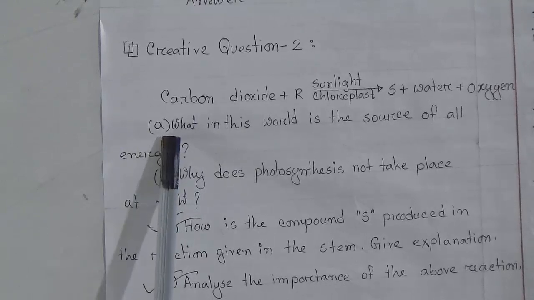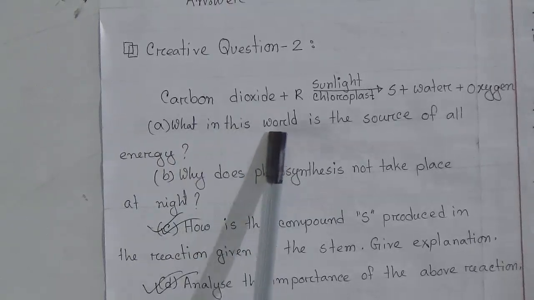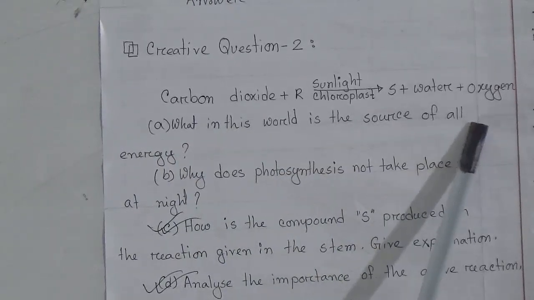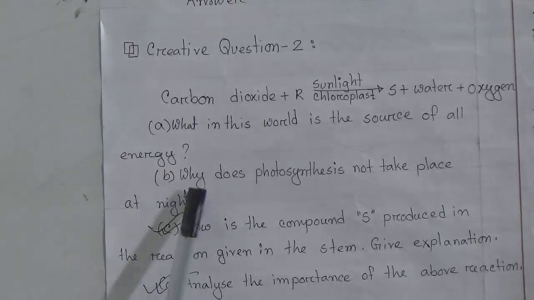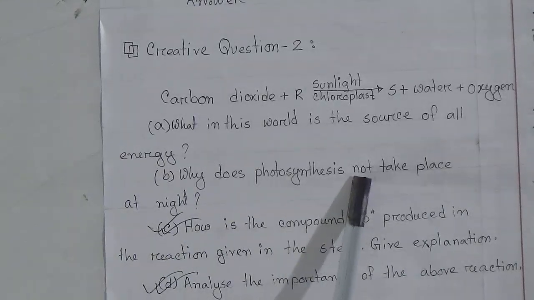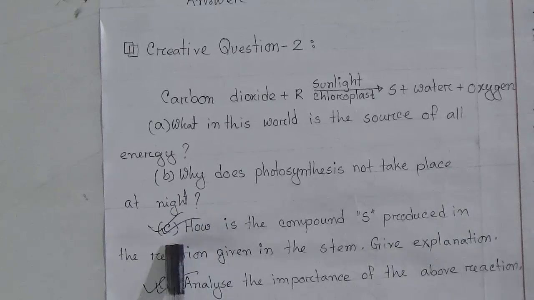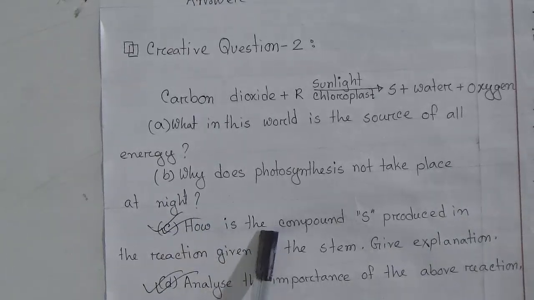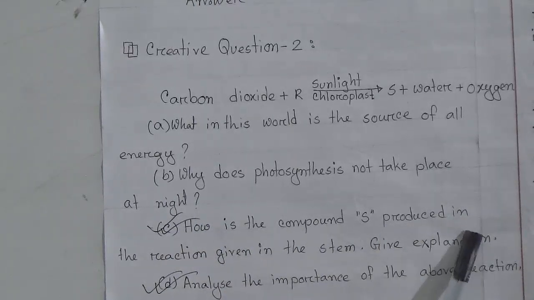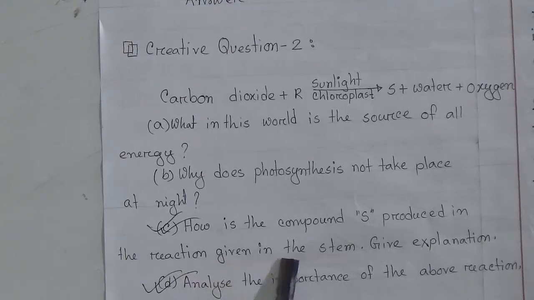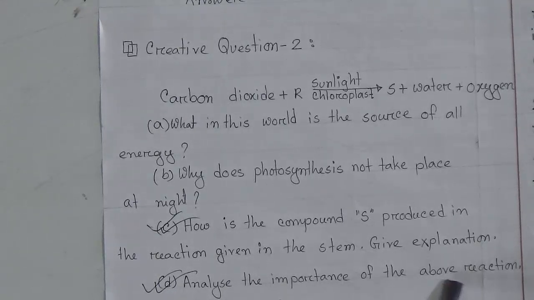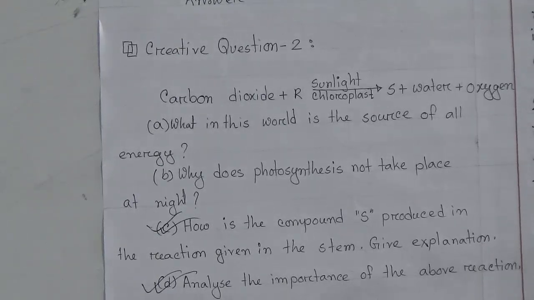The first question: what in this world is the source of all energy? Second question is: why does photosynthesis not take place at night? Third question is: how is the compound S produced in the reaction given in the stem? Give explanation. And fourth question is: analyze the importance of the above reaction in the animal world.